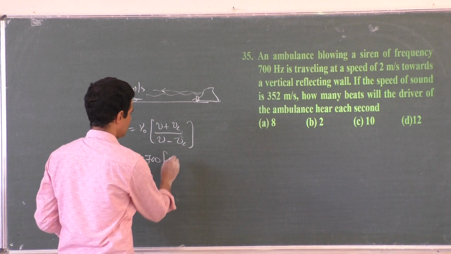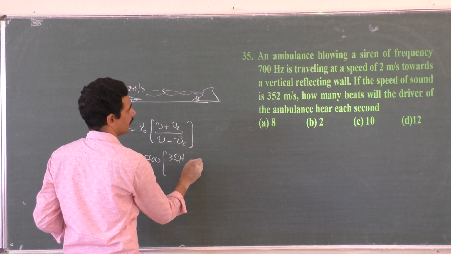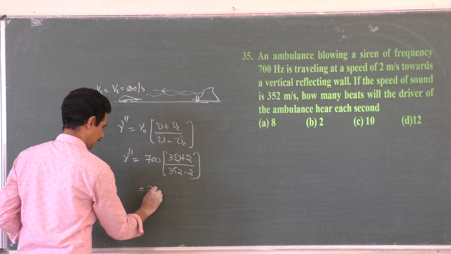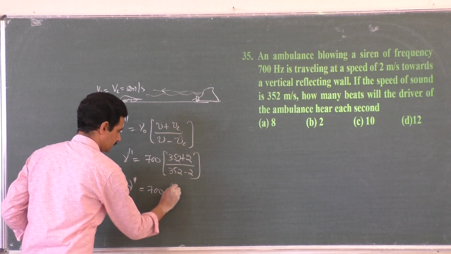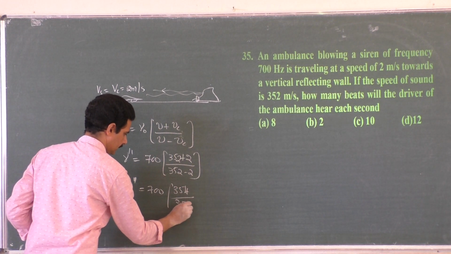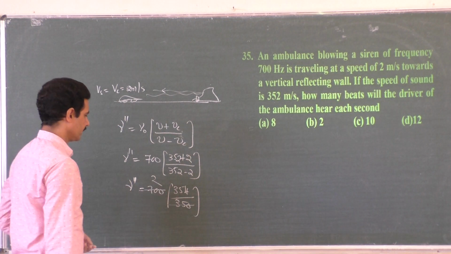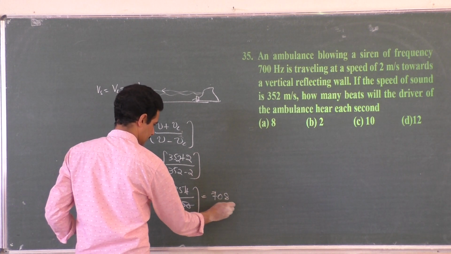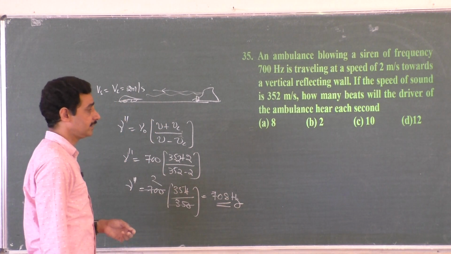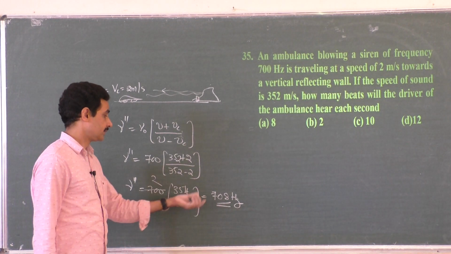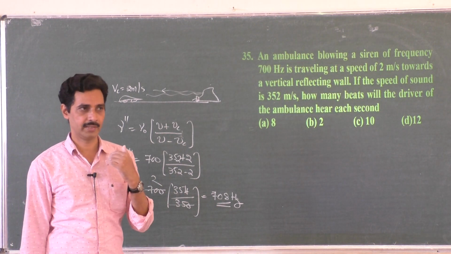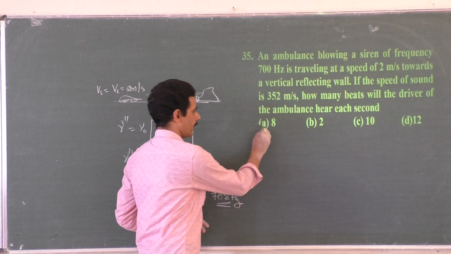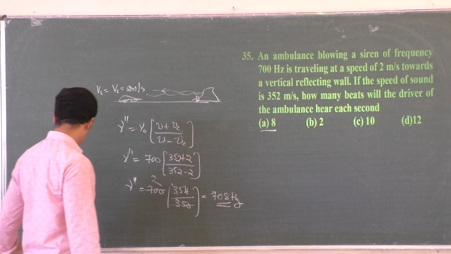Velocity of sound 352, plus 2, 352 minus 2, that is equal to 700 into 354 by 350, that is 2 times 354, 708 hertz. Now the question is, how many beats will he hear, the driver of the ambulance? 708 hertz reflected sound from the hill, 700 hertz originally, simultaneously heard, 8 beats per second. Answer A. Okay.